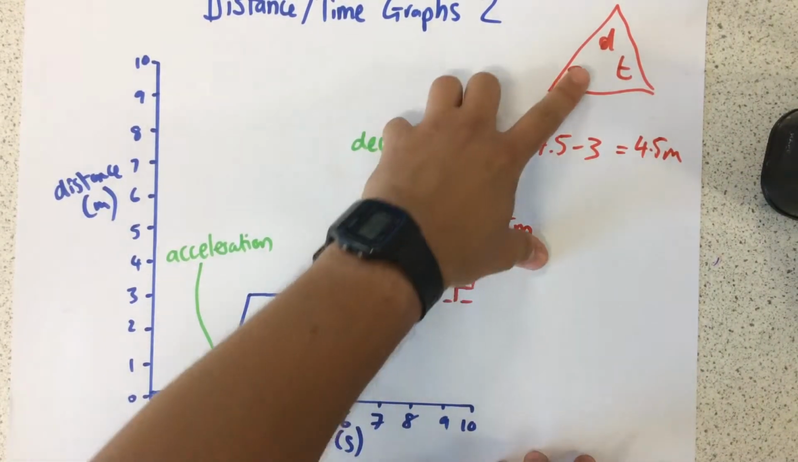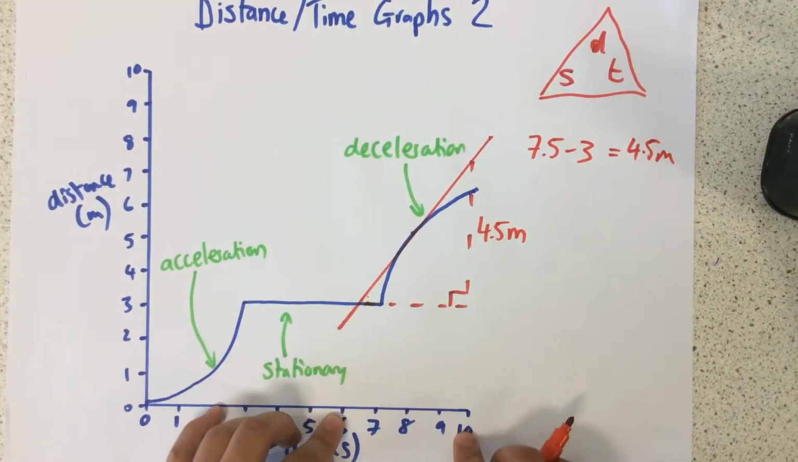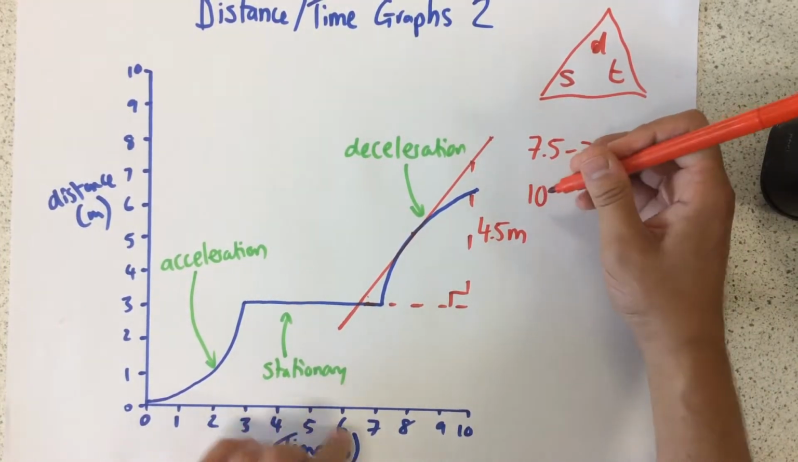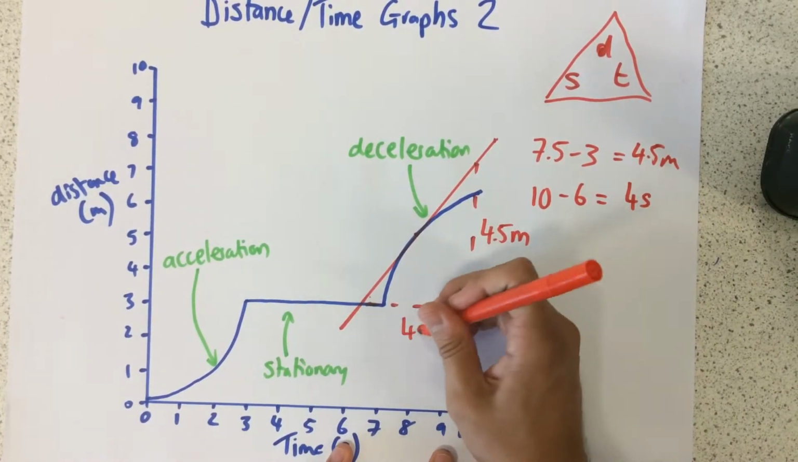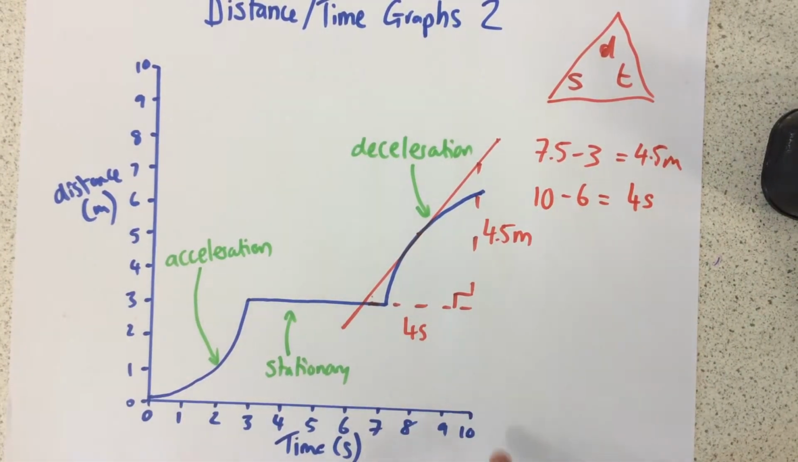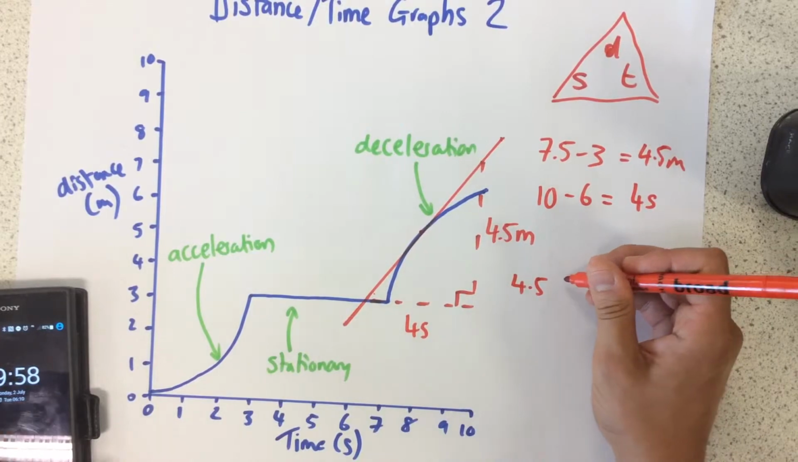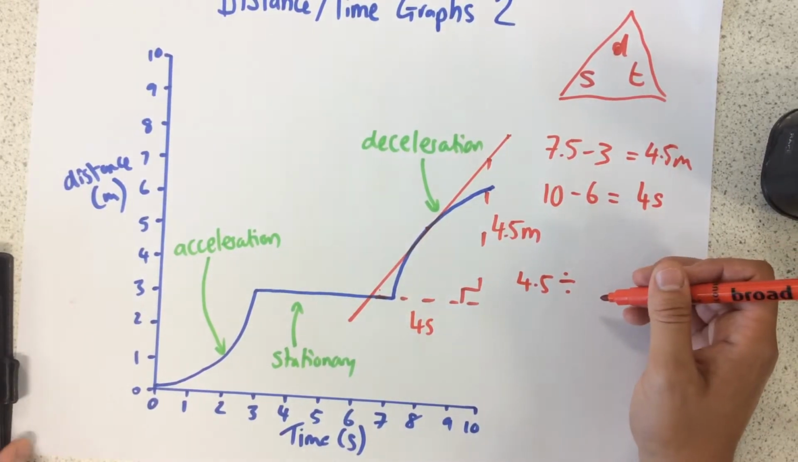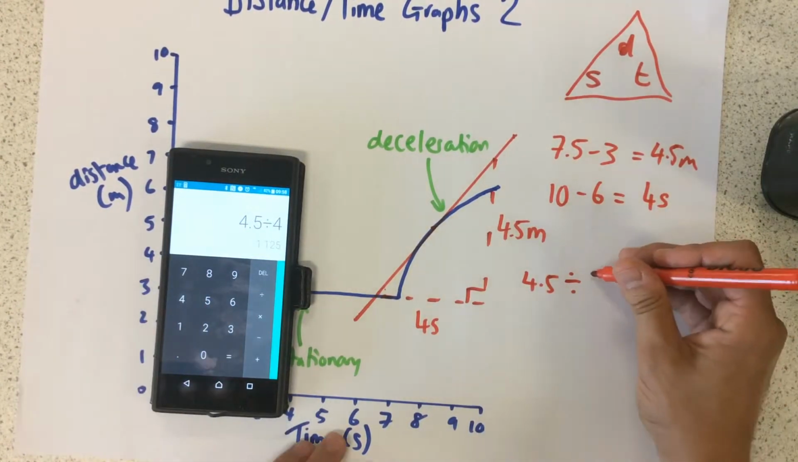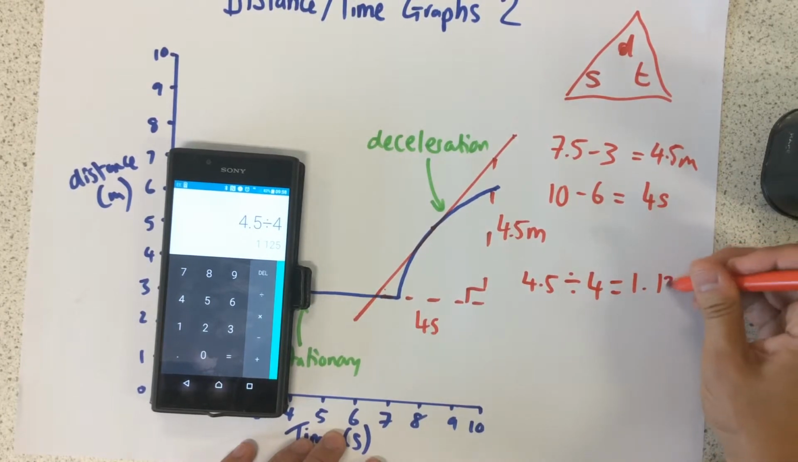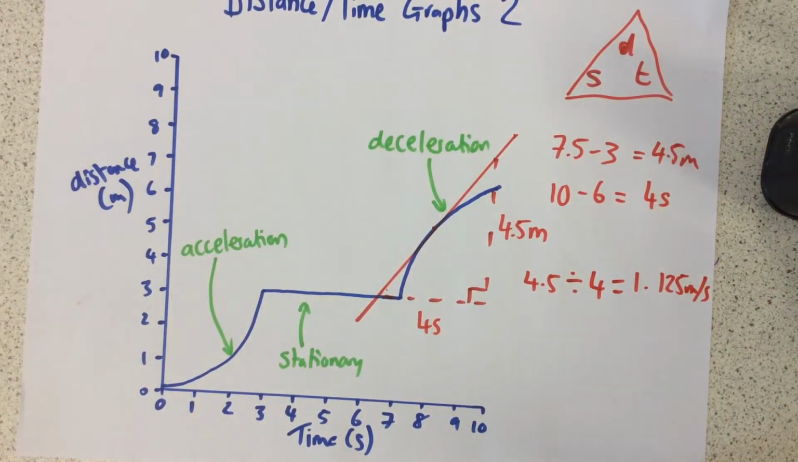Now also, I need to find my speed. I need to do distance divided by time. So my time is going to be between 6 seconds and 10 seconds. So it's 4 seconds in total. So to find the speed, I need to do 4.5, my distance, divided by my time. So I need to do 4.5 divided by 4, which equals 1.125 meters per second.